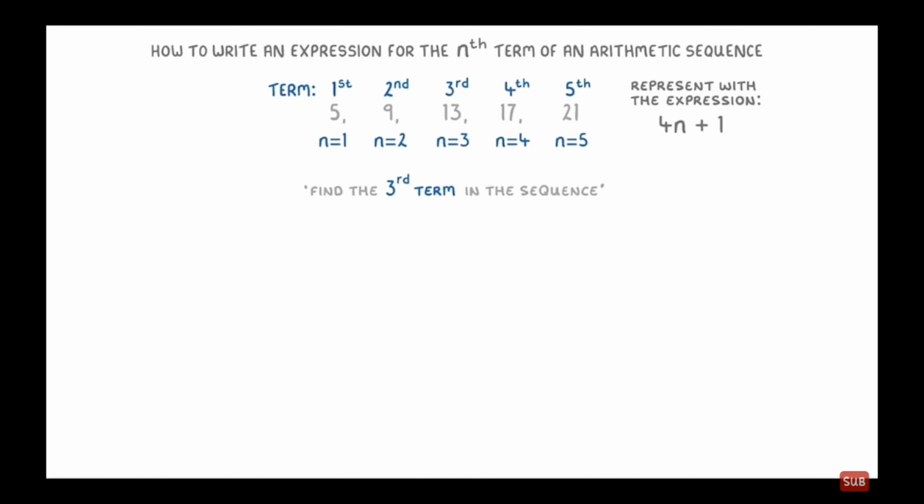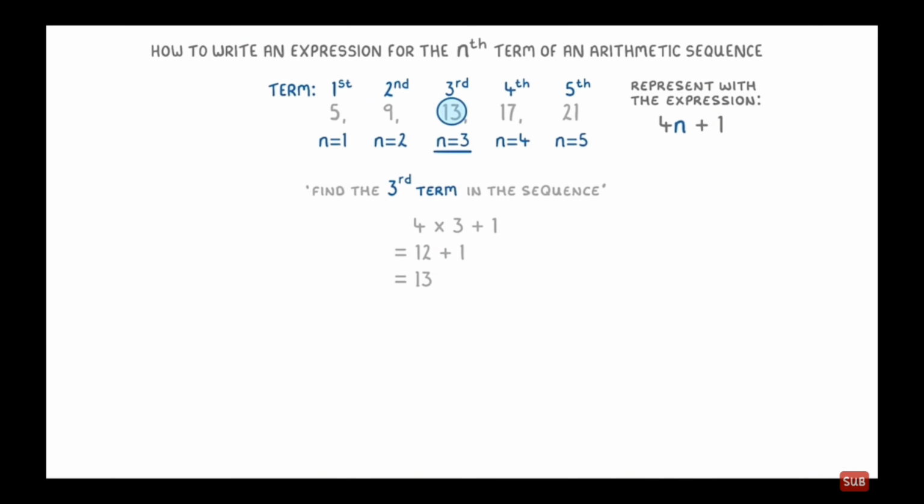So if we were asked to find the third term in the sequence, we're looking for the term where n equals 3. So all we have to do to find that is plug the number 3 into our expression. So we'd do 4 times 3, because n is 3, plus 1, which gives us 12 plus 1, or 13. So we know that the third term is 13.